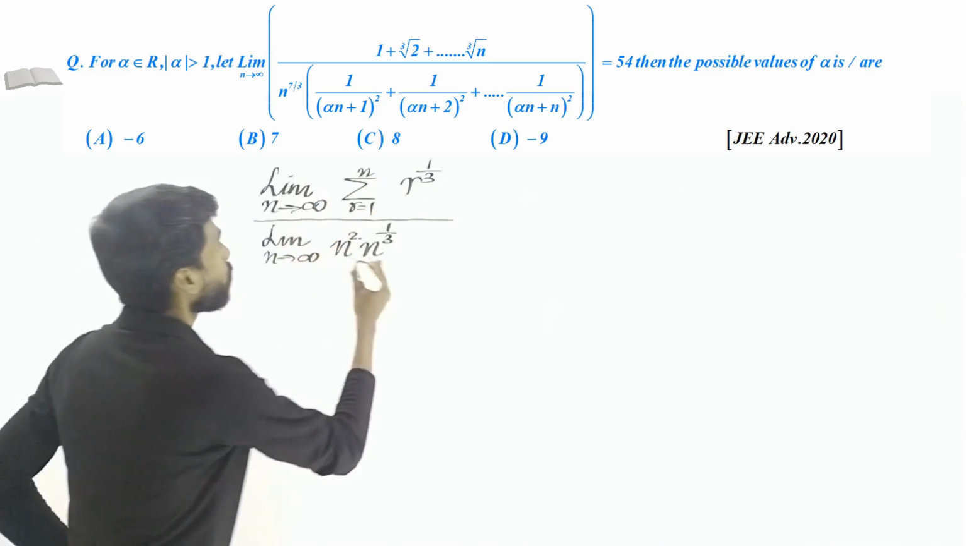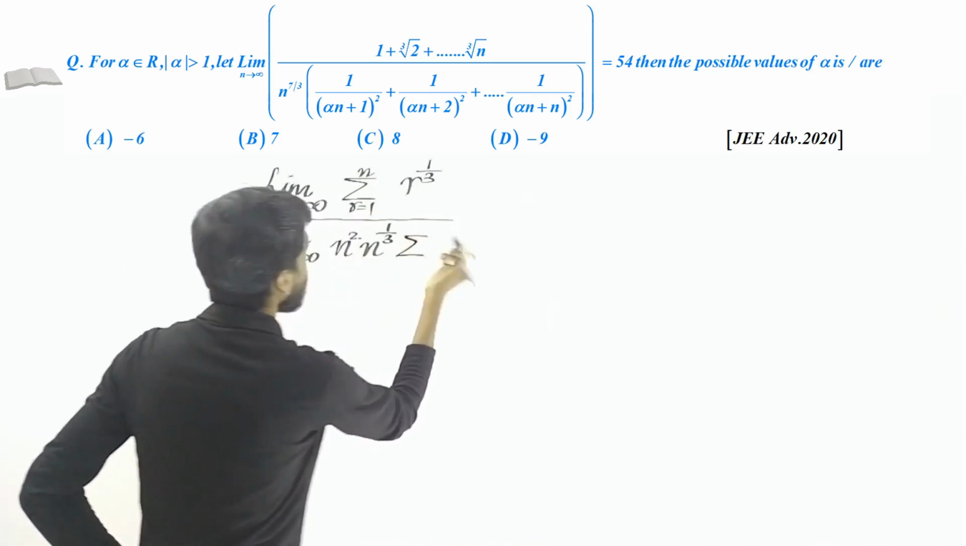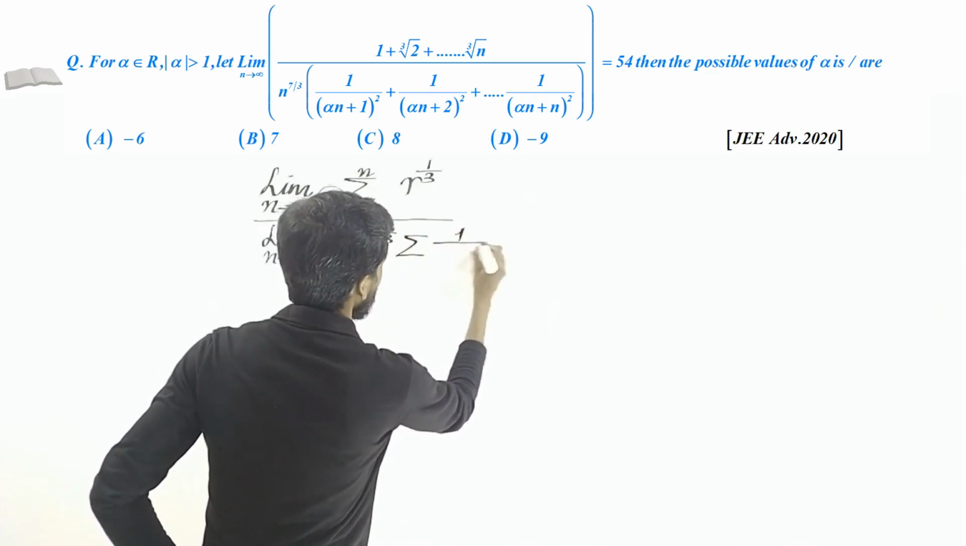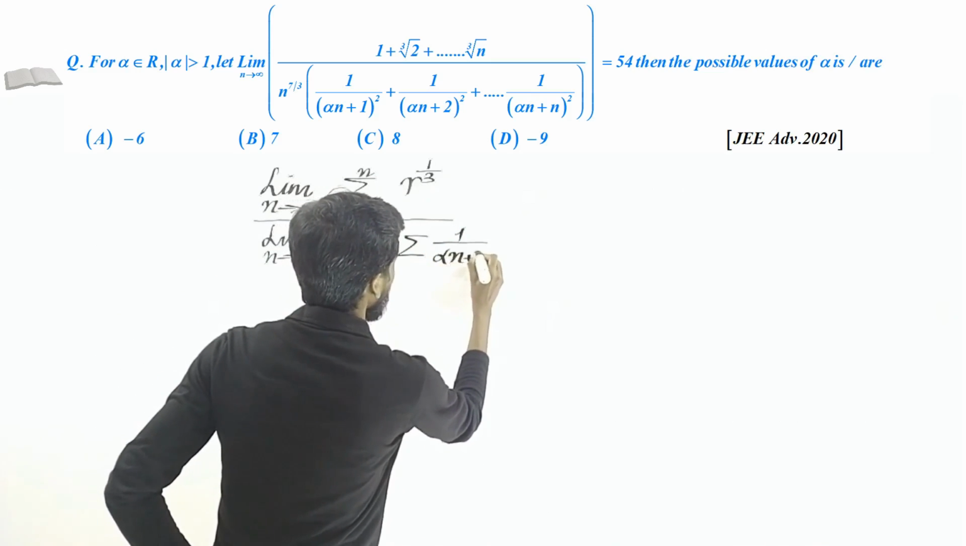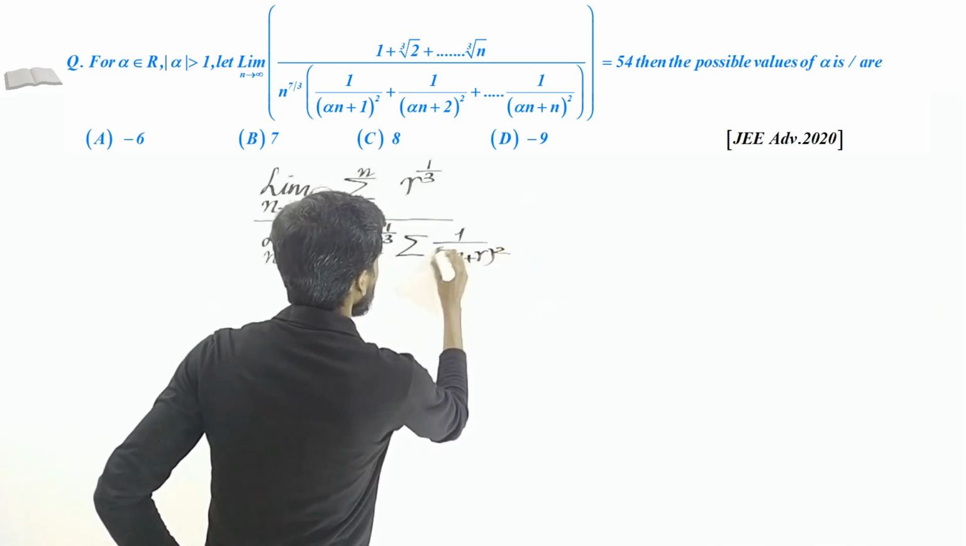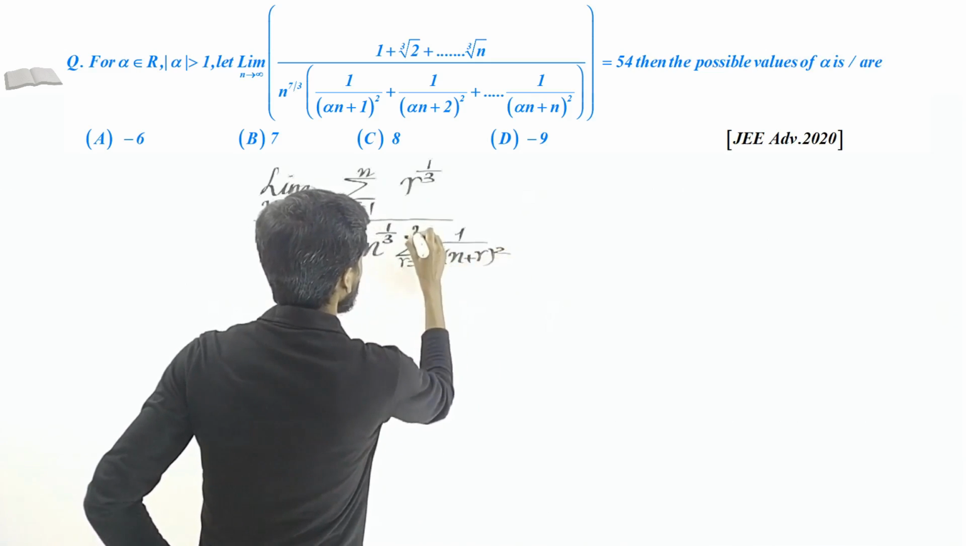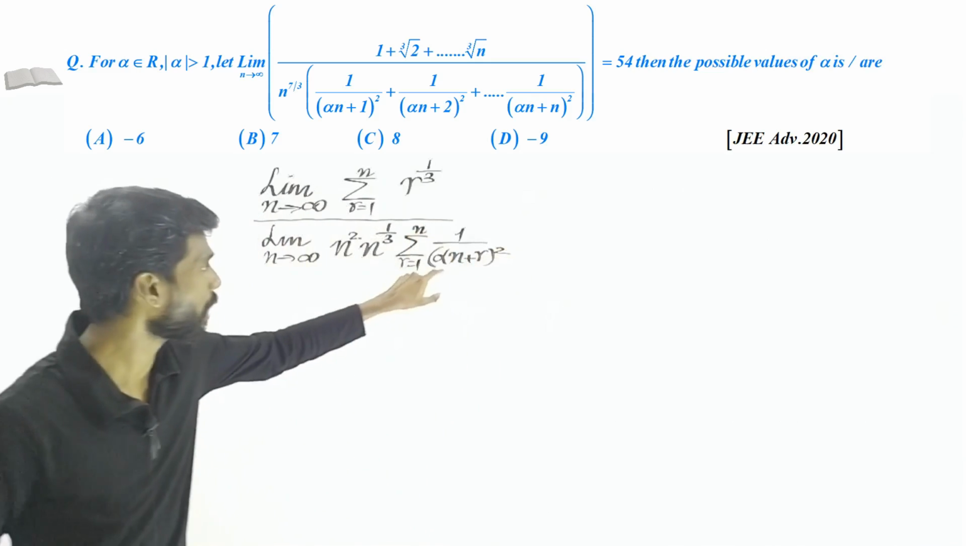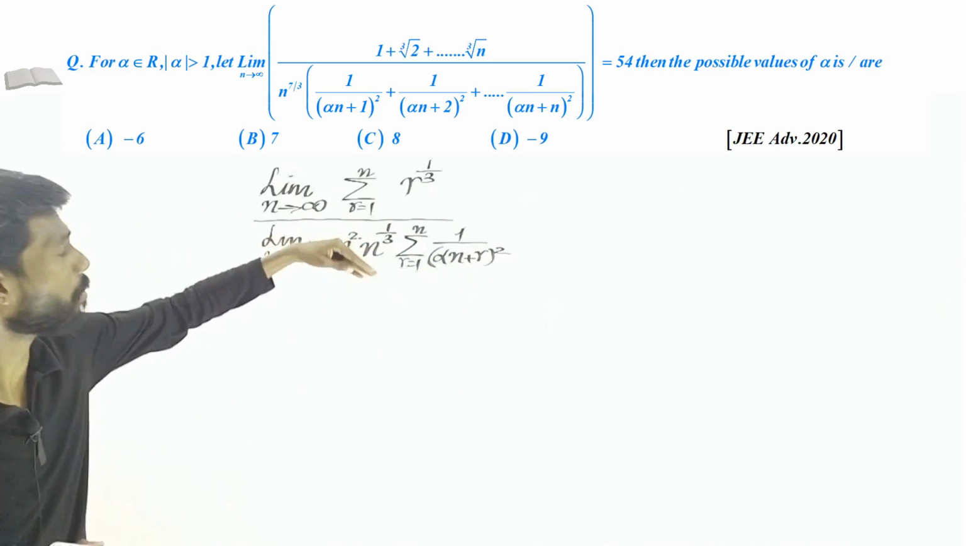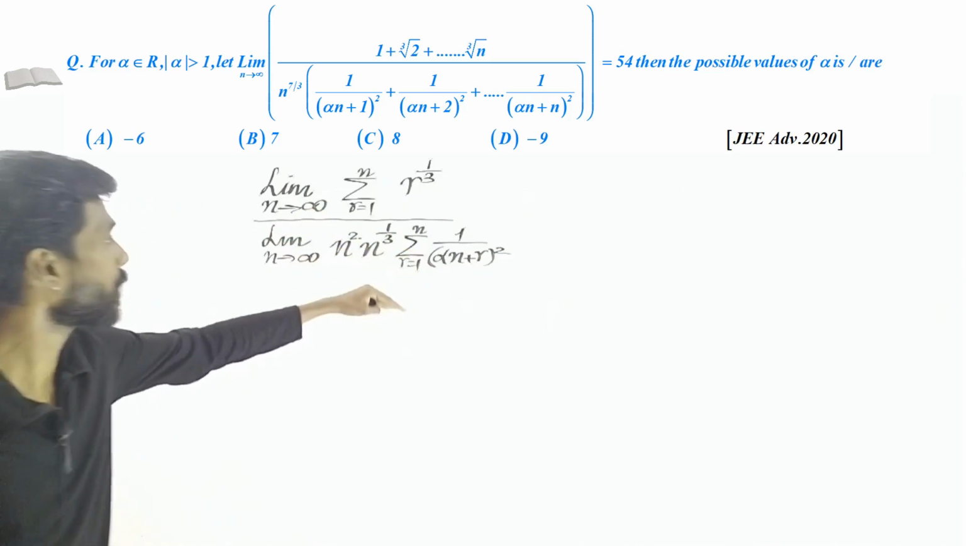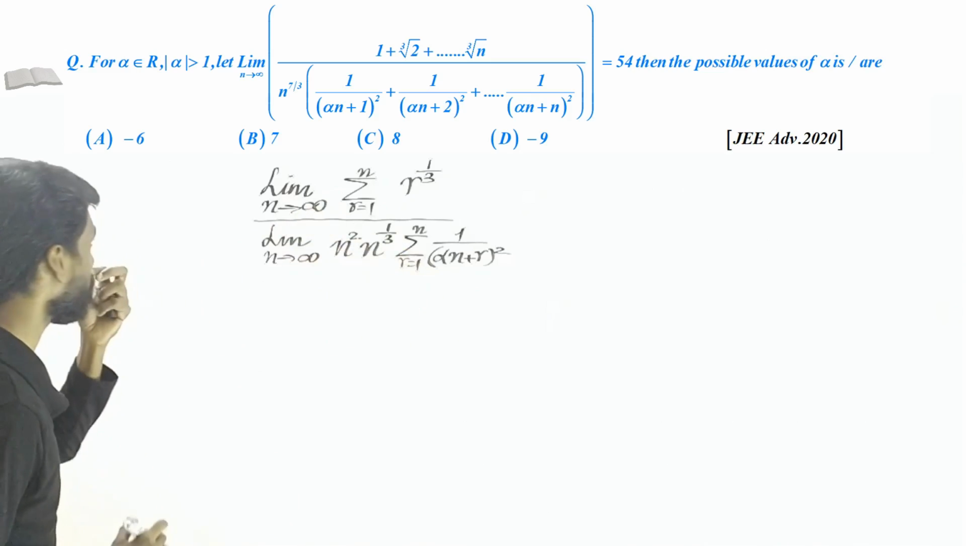Next one, the summation. So write it as summation of 1 divided by alpha n plus r whole square, where r is from 1 to n, correct? So the first term is alpha n plus 1 squared. Similarly, the next term is alpha n plus 2 squared, etc. So this is the summation. Let us simplify this.